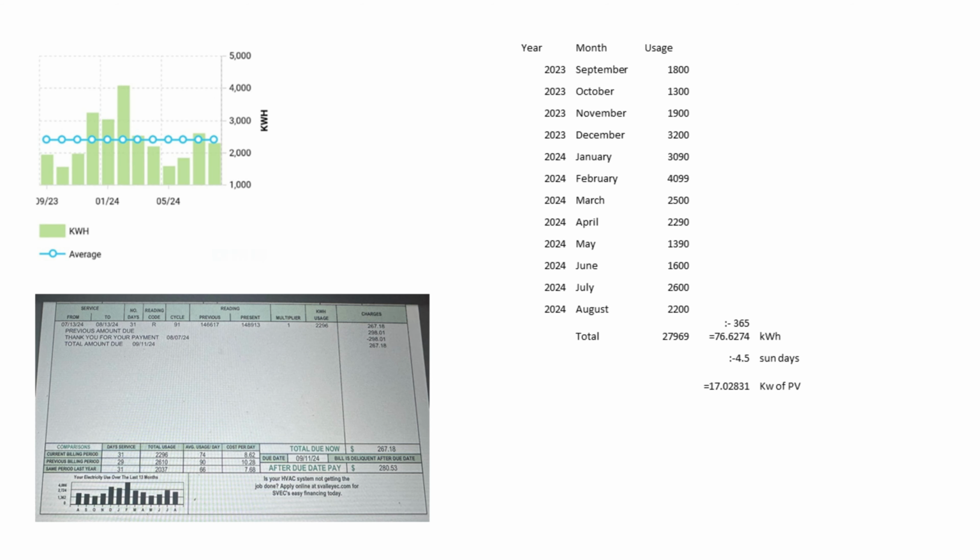Before I wrap this video up, here I have a customer's electrical bill, and it's going to show an average monthly usage, and then we're going to figure out roughly a year's worth of usage for the power they consume. Now let's break it down so you can see how we can find out how many kilowatts of solar PV is needed to power their home.